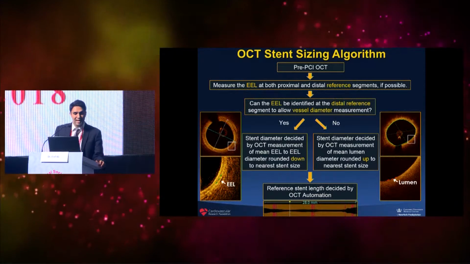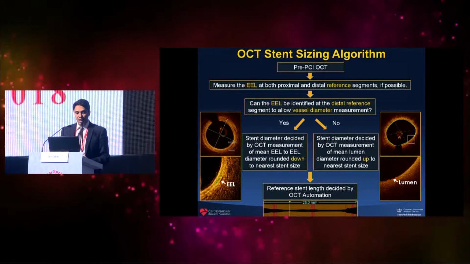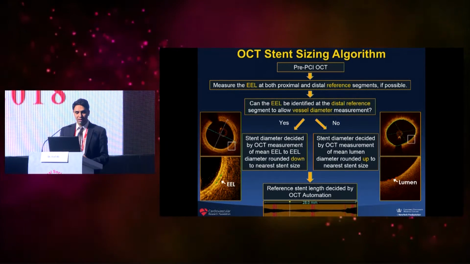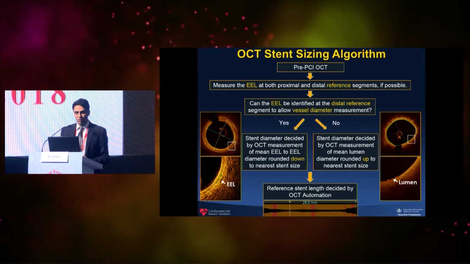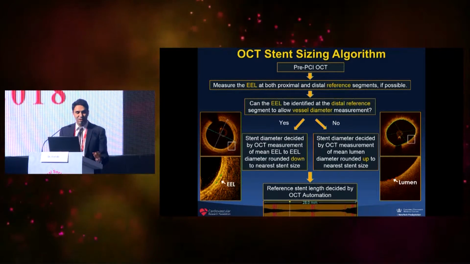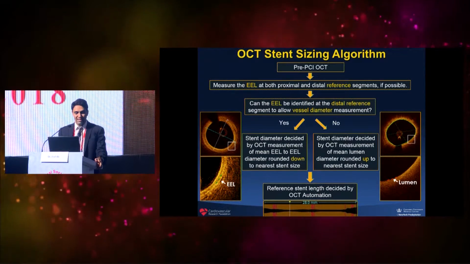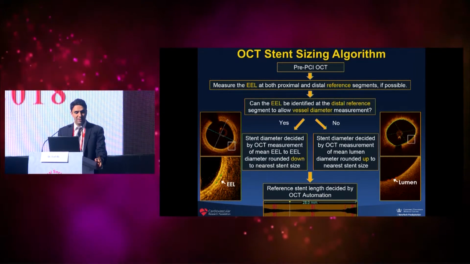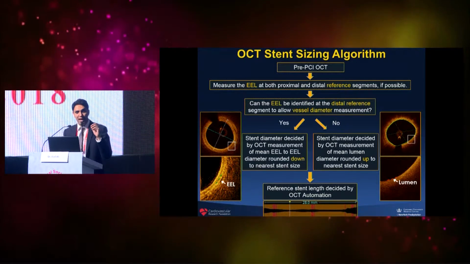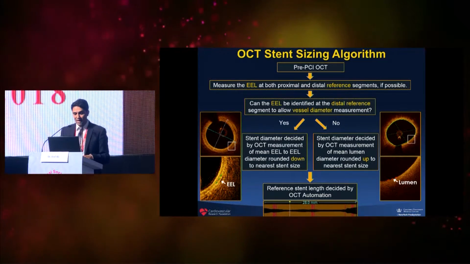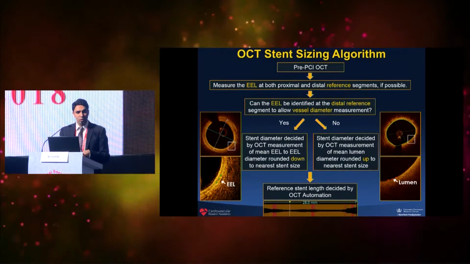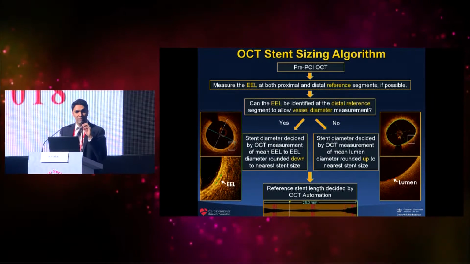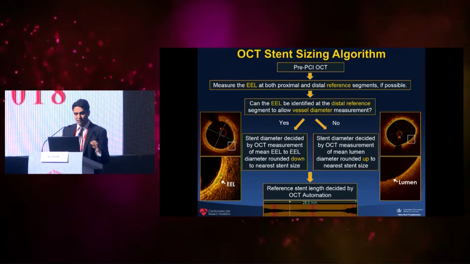What is the OCT stent sizing algorithm? Put simply, we perform a pre-PCI OCT, we measure the external elastic lamina or media at the proximal and distal reference segments if possible, and if the EEL is visible, we use the distal reference EEL rounded down to the nearest stent size to perform our procedure. This should be able to be performed in 85% of cases. Only in situations where you cannot see the external elastic lamina should the lumen be used, and the lumen is only necessary to be performed in 15% of cases.